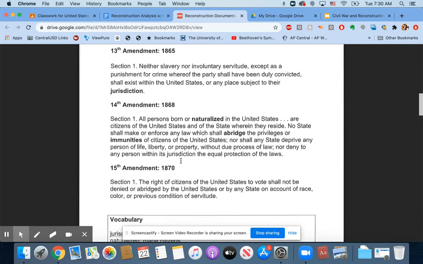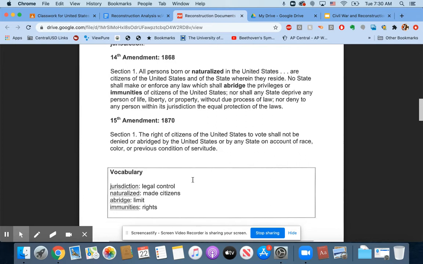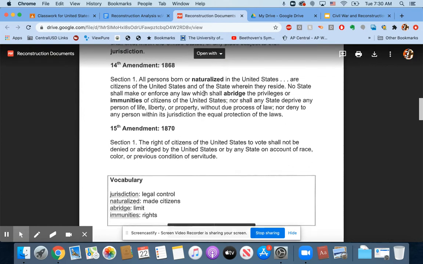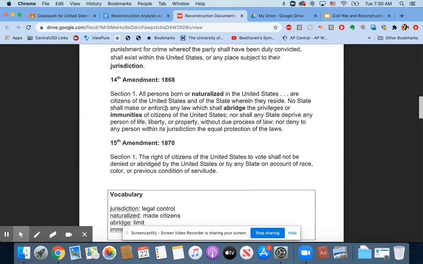Amendment 14, 1868, 3 years later. All persons born or naturalized in the United States are citizens of the United States and of the state wherein they reside. No state shall make or enforce any law which shall abridge the privileges or immunities of citizens of the United States. I'm not sure what those 2 words mean, so I'm going to go down here. Abridge means limit, and immunities means rights. So, in other words, the states can't pass any laws that would limit the rights of citizens of the United States. Nor shall any state deprive any person of life, liberty, or property, oh, look at that, our natural rights, without due process of law, nor deny to any person within its jurisdiction the equal protection of the laws.